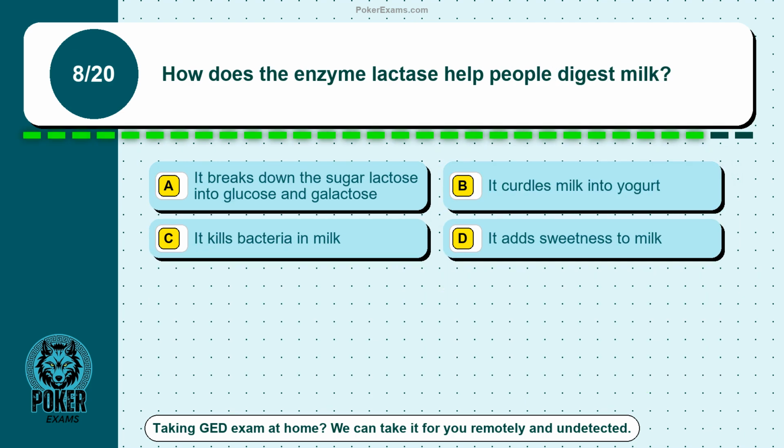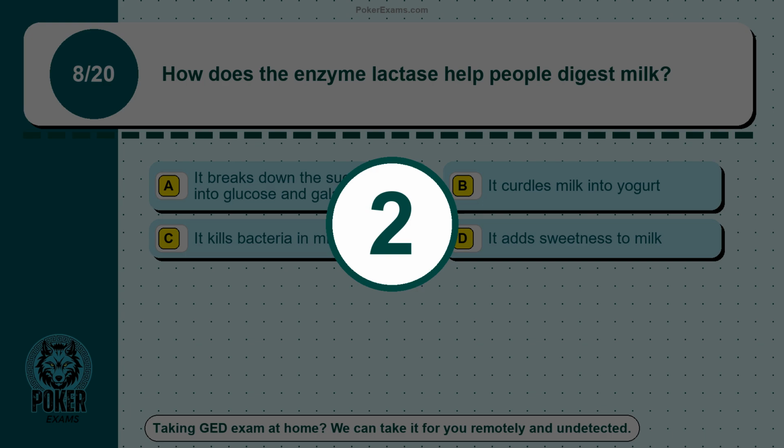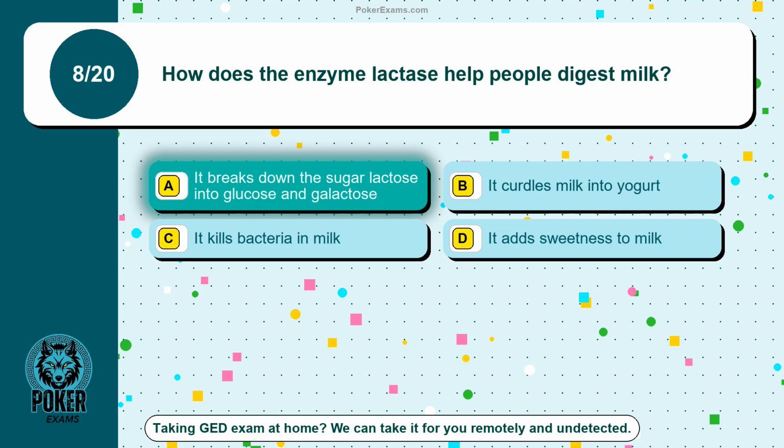Question 8. How does the enzyme lactase help people digest milk? Option A. It breaks down the sugar lactose into glucose and galactose. Option B. It curdles milk into yogurt. Option C. It kills bacteria in milk. Option D. It adds sweetness to milk. The correct answer is option A.